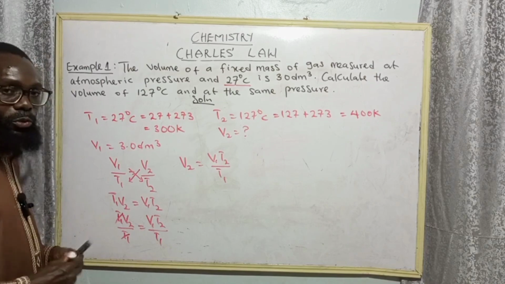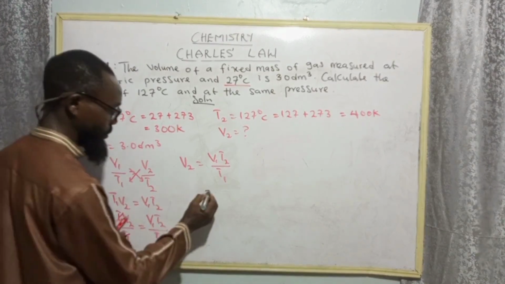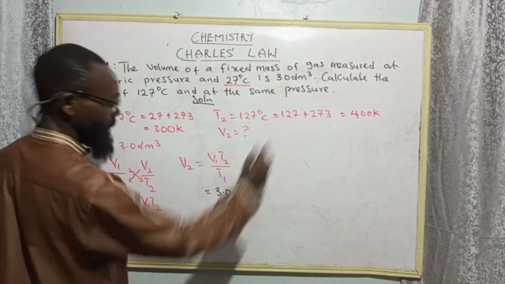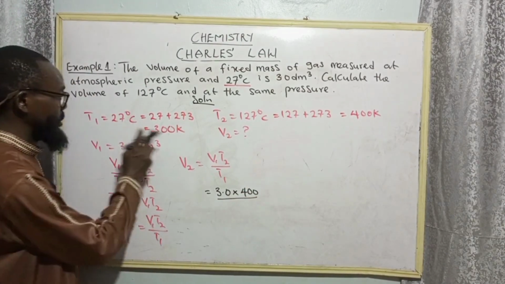Now I have to input my values. My V1 here is 3.0 multiplied by my T2, which is 400, divided by my T1, which is 300.